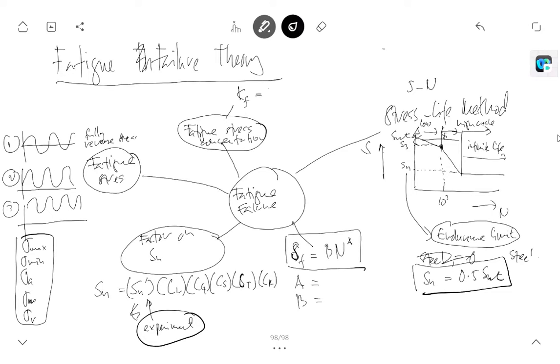Kf is given by the equation 1 plus q times (Kt minus 1) for bending and axial, and if torsion is applied, we have Kfs equal to 1 plus q times (Kts minus 1). So the fatigue mean, alternating or maximum stress will be multiplied with this Kf.